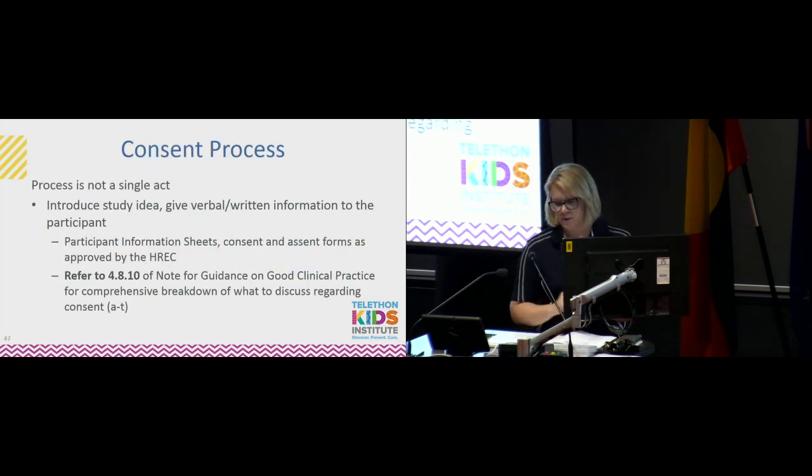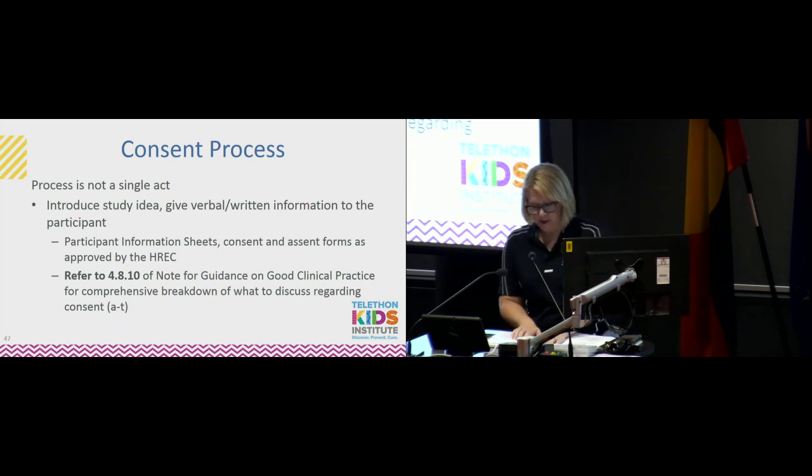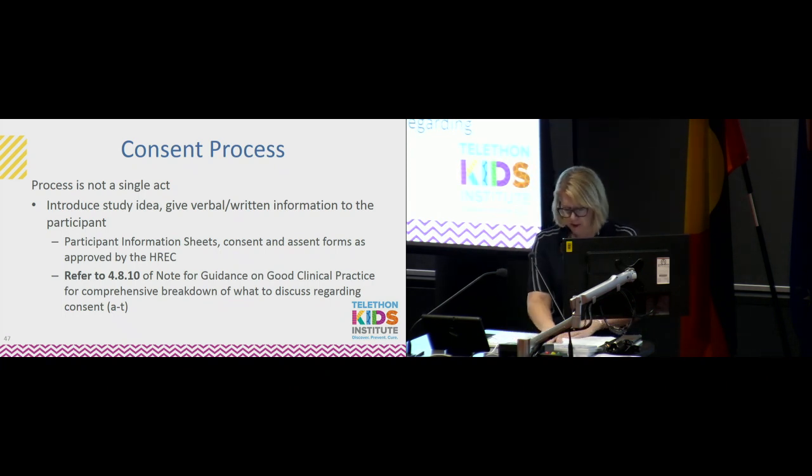So it's not a single act. It's actually a very important part of the process. I would suggest if you're ever doing it, don't ever do it on your own the first time. Watch someone else do it. Be very trained and competent to undertake consent. Consent is often in a stressful time for people, so you need to bear all of those things in mind.